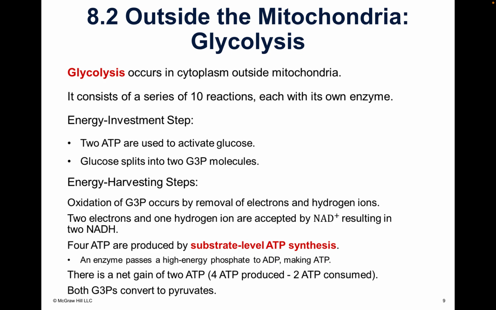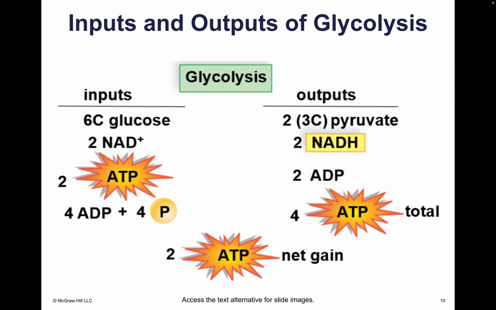So that was a mouthful. This will make more sense when you watch it in a cycle. This is a breakdown of the ins and the outs of glycolysis. We start with our 6-carbon glucose, and we end up with 2 pyruvates. We start with our 2 NAD+, and we end up with 2 NADH. We have our 2 ATP, and we end up with our 2 ADP. And then at the end we have a net gain of 2 ATP.